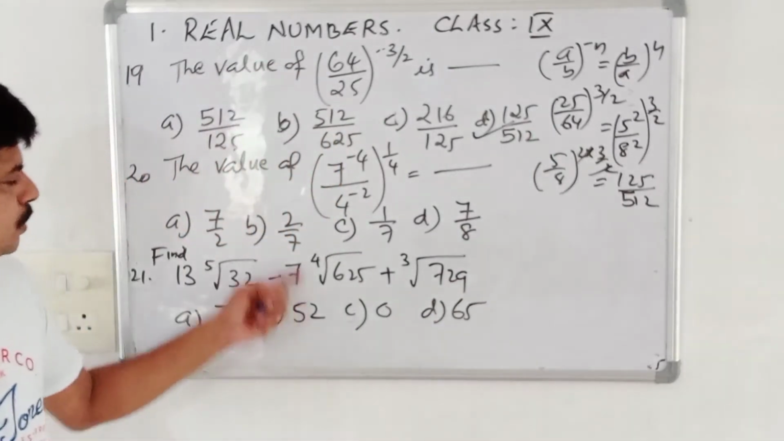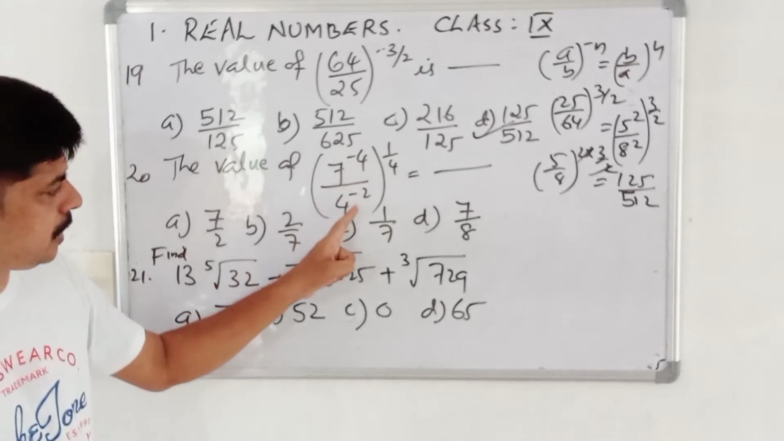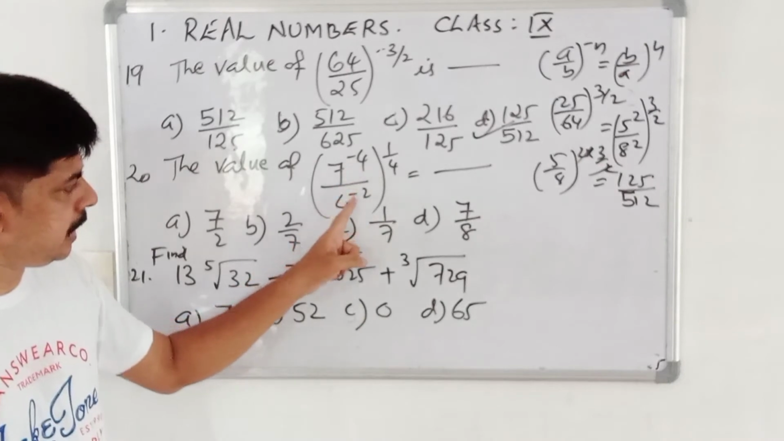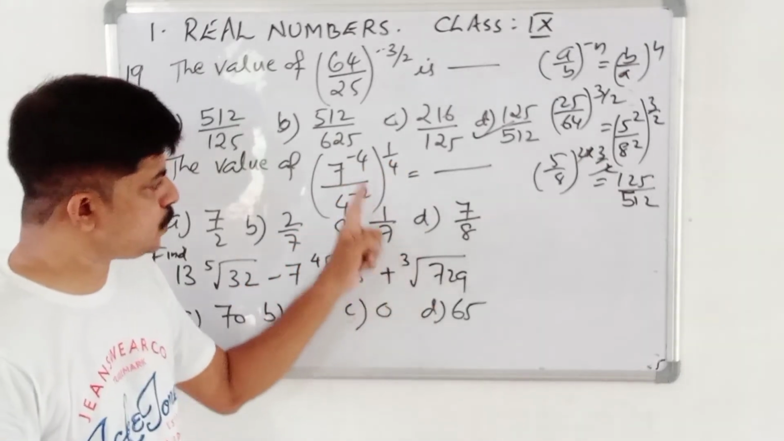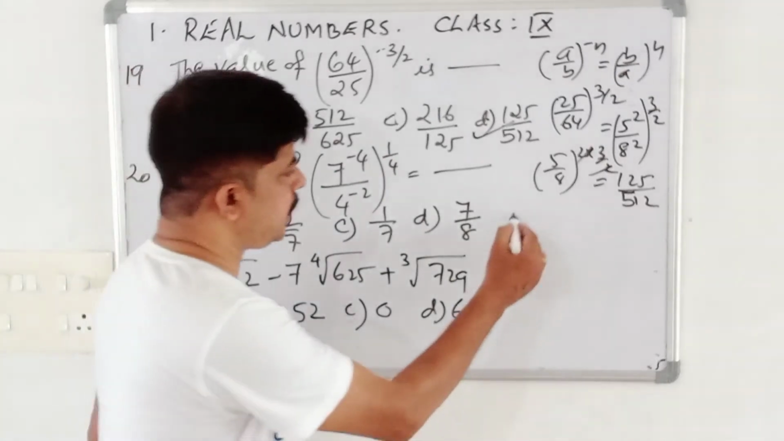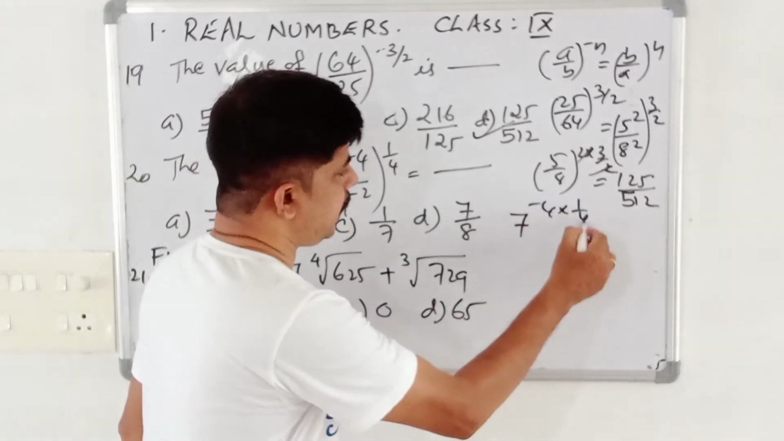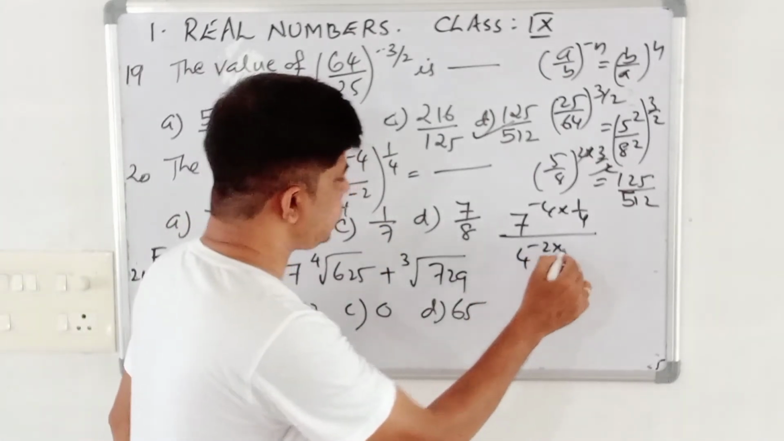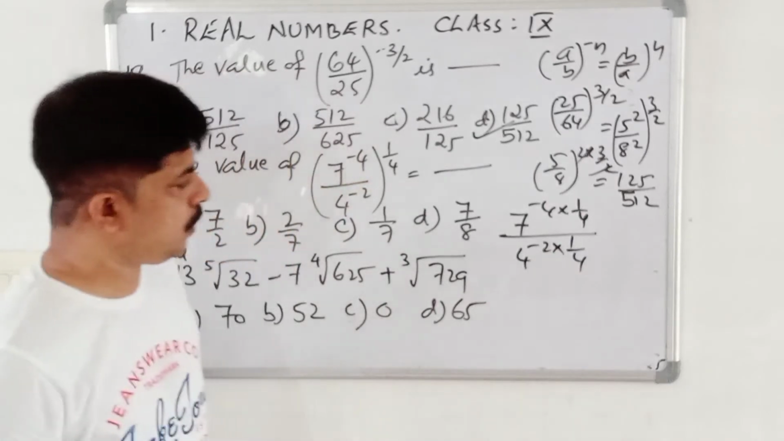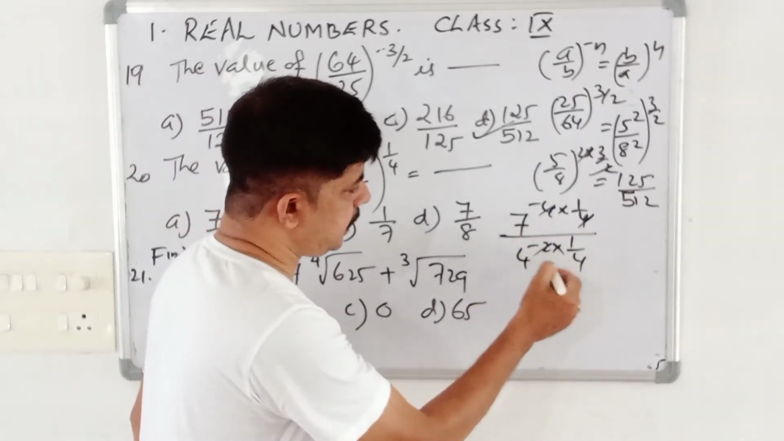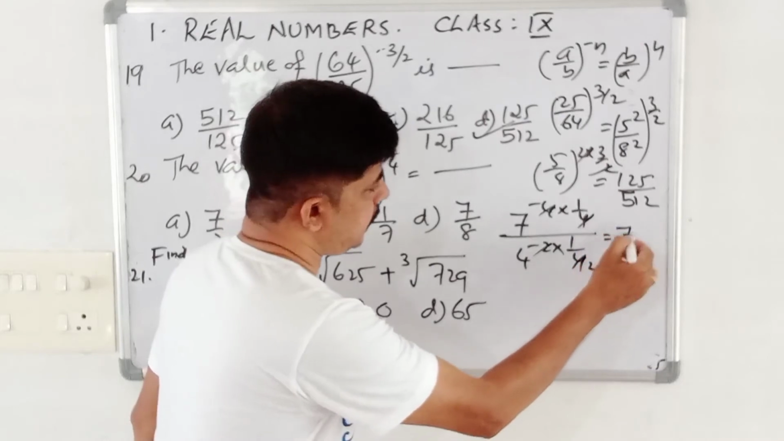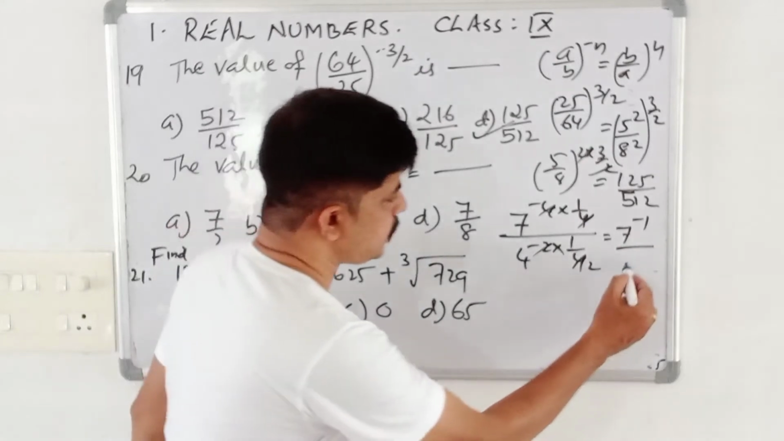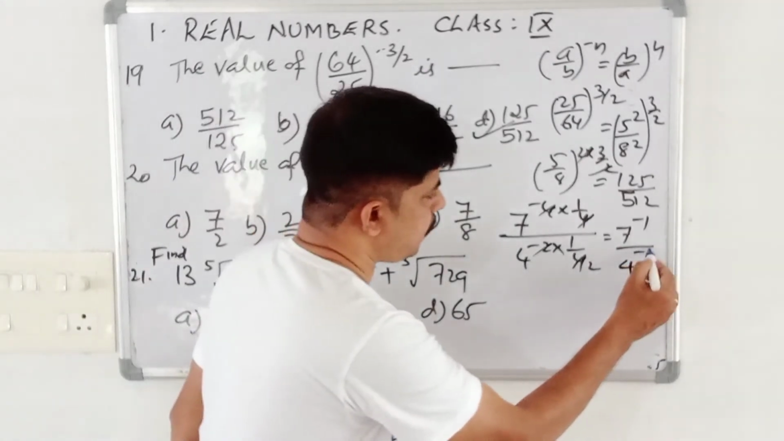Now moving to the next question. The value of 7 raised to negative 4 by 4 raised to negative 2 whole raised to 1 by 4. As we have negative powers, we can apply the law a raised to m whole raised to n. What is a raised to m whole raised to n? A raised to m into n. In the same way, the denominator is also a raised to m whole raised to n: 4 raised to negative 2 into 1 by 4. Here we can cancel the 4. Here the 2 will be 2 times. Therefore only negative 1 is remaining. The numerator is 7 raised to negative 1, whereas here we have 4 raised to negative 1 by 2.